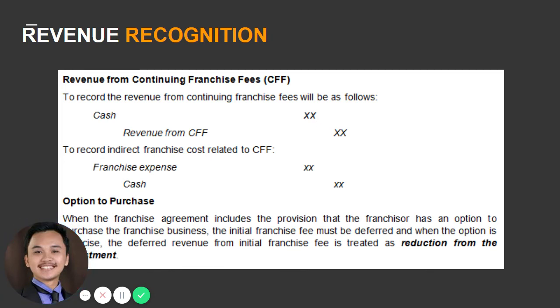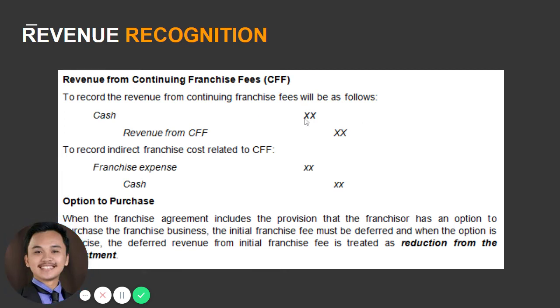So let us say na ay 10 million nga net sales. So you just simply multiply it by 5% or any percent nga agreed by both parties nga nakastipulate sa franchise agreement. So, hypothetically, for example, we have 10 million nga net sales and ang agreement nila is 5%. So, there will be a recognition of 500,000. So, debit cash for 500,000 and then credit to revenue from continuing franchise fees.